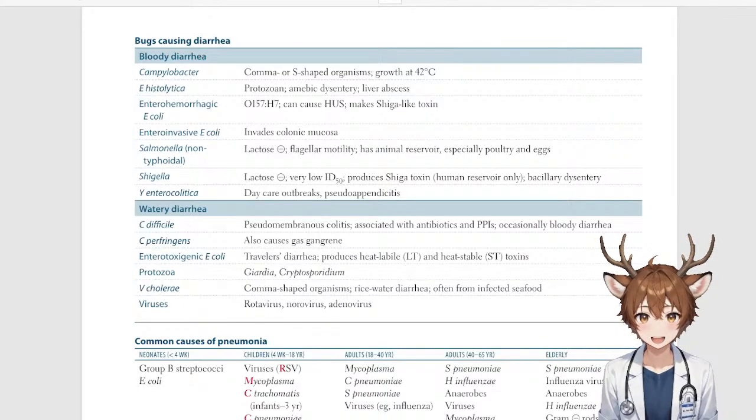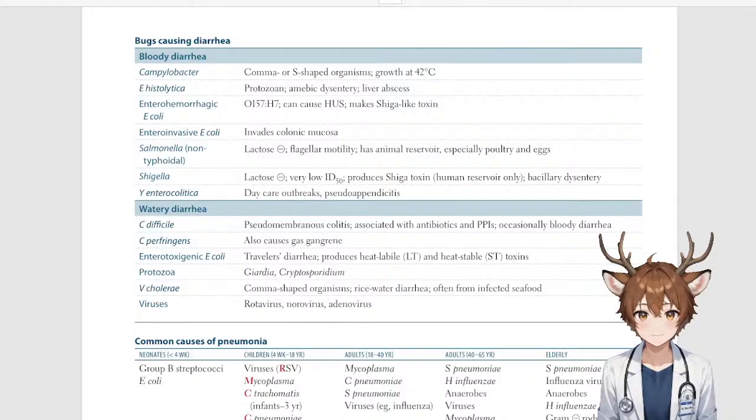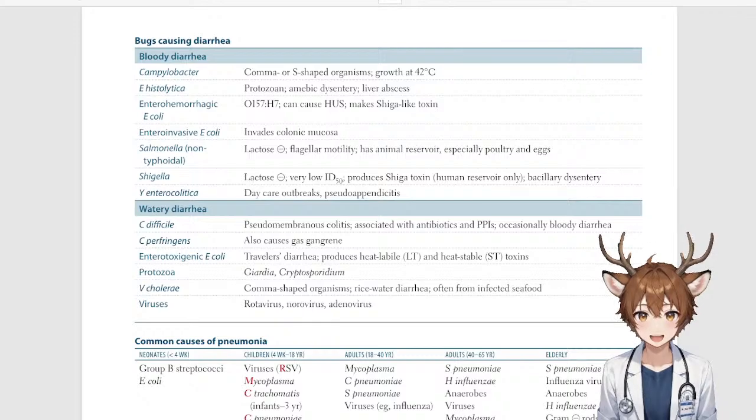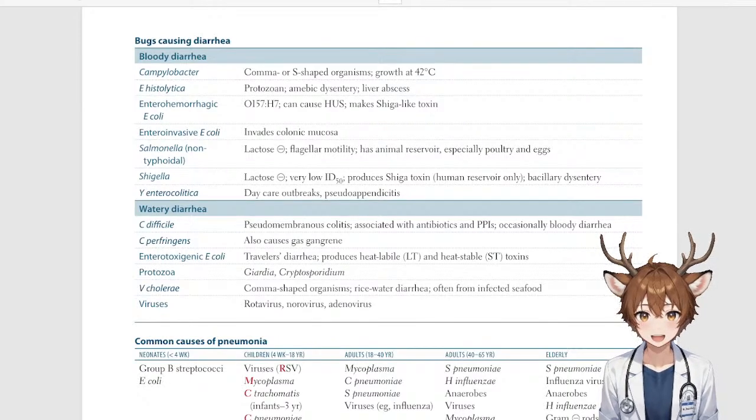Because it's very low for that. Okay, produces Shiga toxin. Human reservoir only. Bacillary dysentery. Okay. What about Yersinia enterocolitica? Well, you have daycare outbreaks, and pseudoappendicitis for enterocolitica.